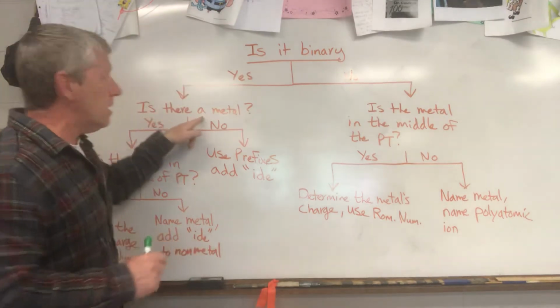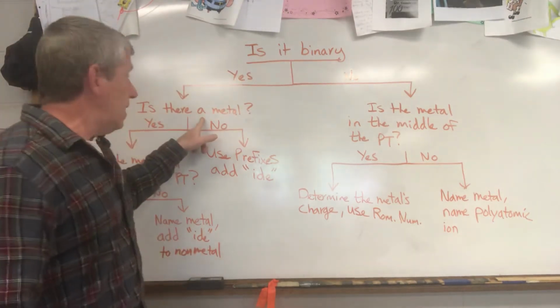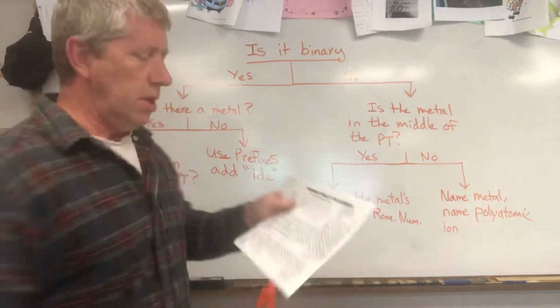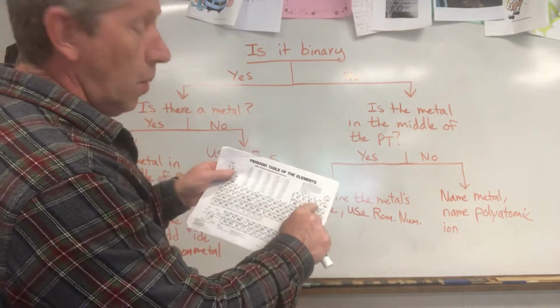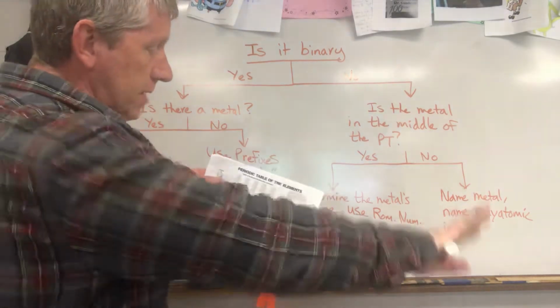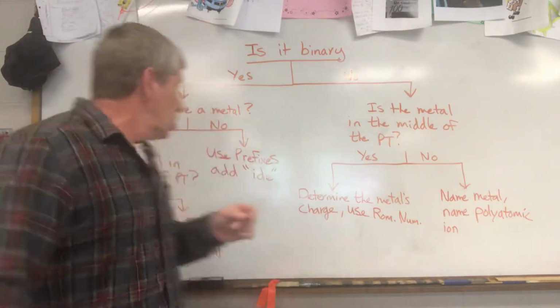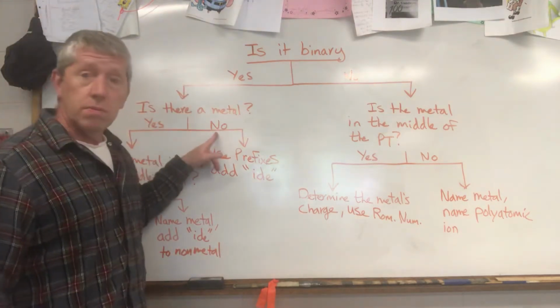Is there a metal? Aha, here it is. Is there a metal in carbon dioxide? You take your periodic table, you find carbon, you find oxygen, and they're both on the right side of that step-like divider line. Those are 2 nonmetals. So is there a metal? The answer is no.